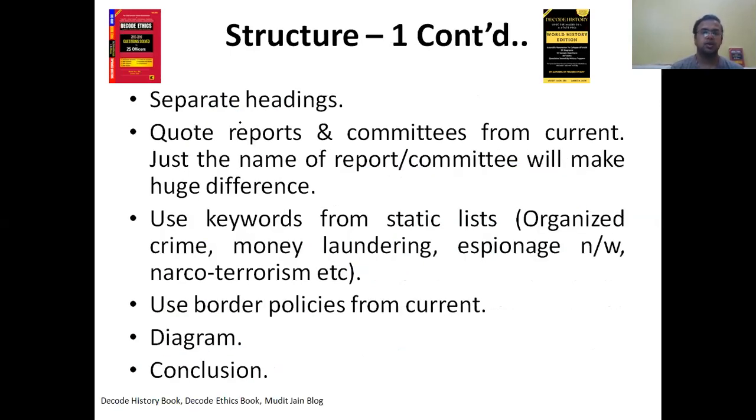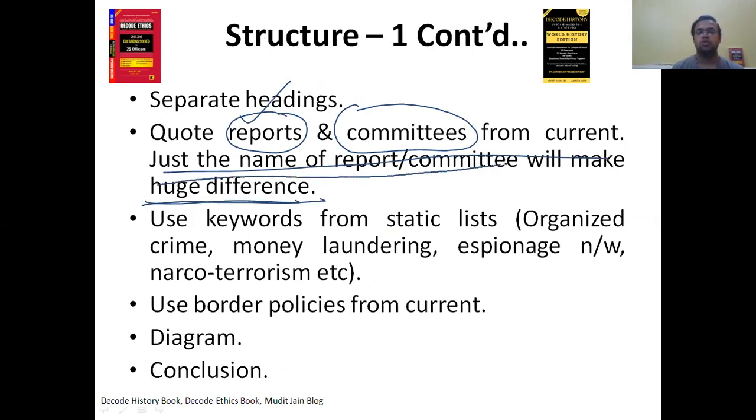Make separate headings. I've already told you that in border or security related question, reports and committees play a huge part. So whatever report or committee you find in current affairs that year, mention that. Just mentioning the name is enough. Just mentioning the name will create required impact. You don't have to mention other details related to the report. I've already told you that you have to make static keywords like organized crime, money laundering, espionage, narco terrorism.